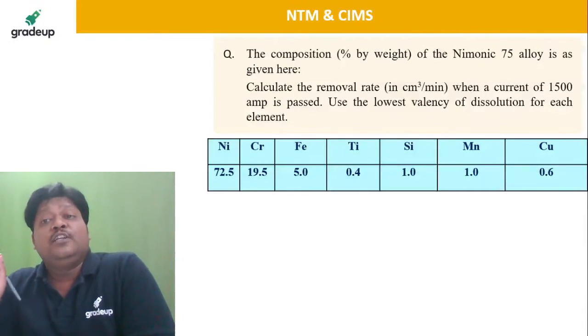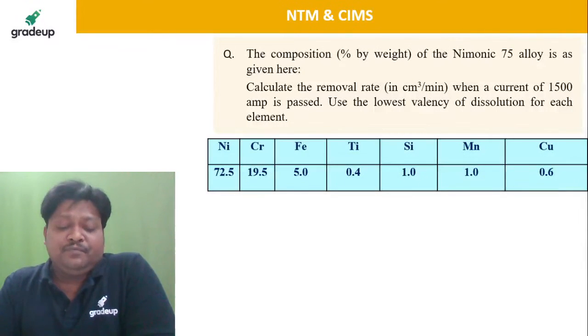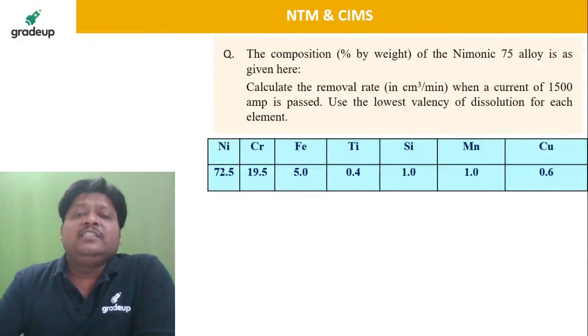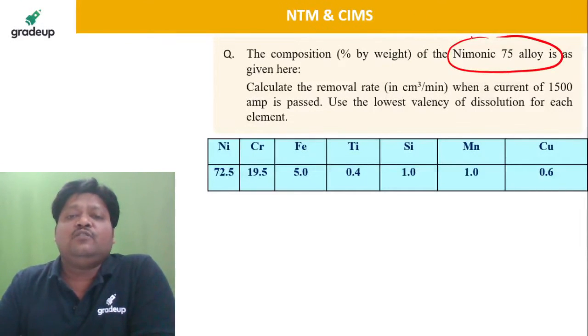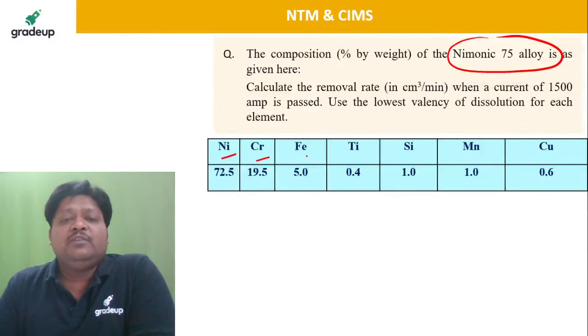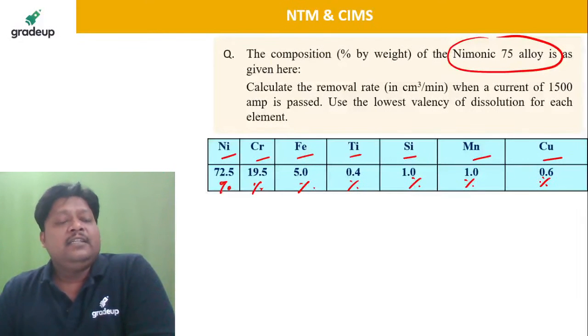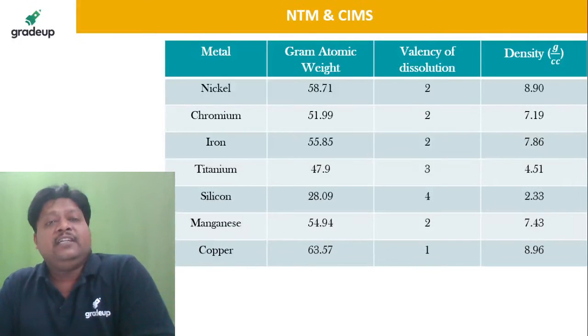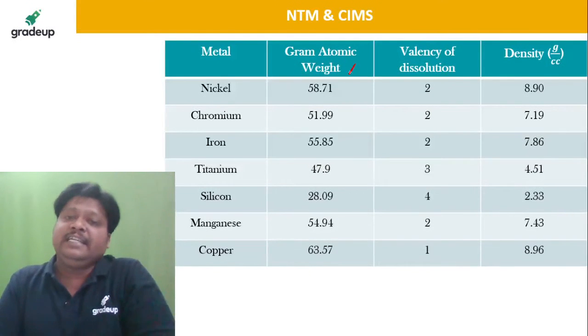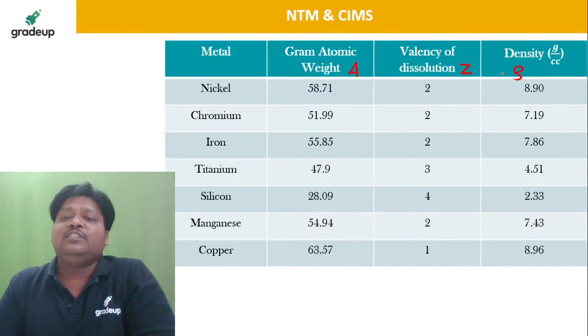They are asking centimeter cube per minute when a current of 1500 ampere is passed. Use the lowest valency of dissolution for each element. This is already given to you. This alloy consists of nickel, chromium, iron, titanium, silicon, manganese and copper, and for every material the weight percentage composition is given. It is 72.5% nickel, 19.5% chromium, all in weight percentage. All the properties are given here: the gram atomic weight A, valency Z, and density rho.